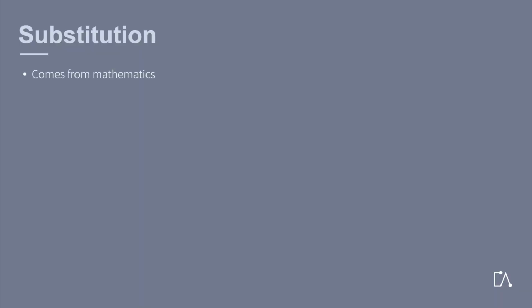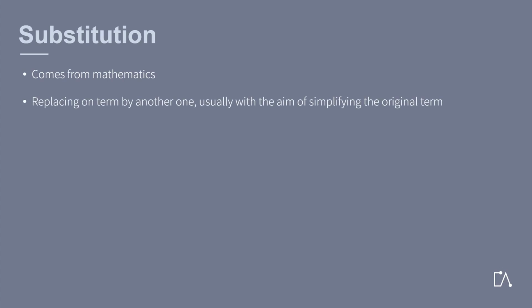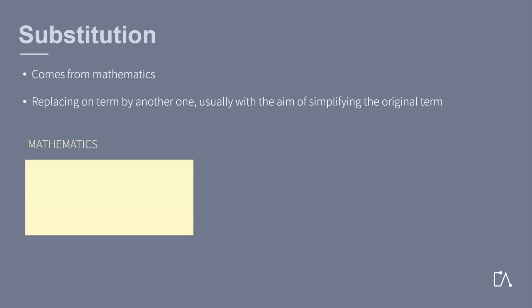The term substitution comes from mathematics, and describes the replacement of one term by another. Usually this should simplify the original term. Let's first take an example from mathematics.